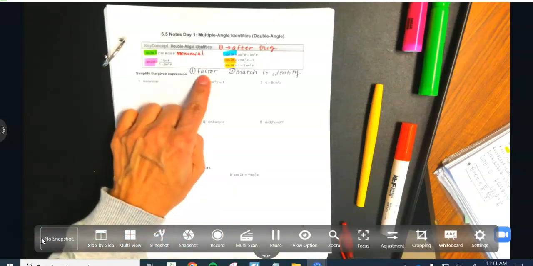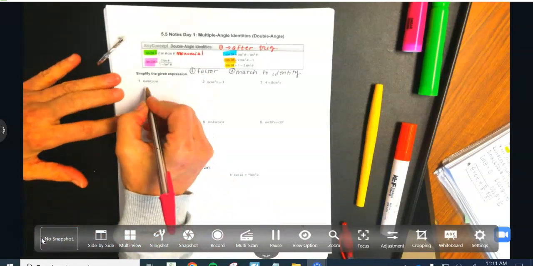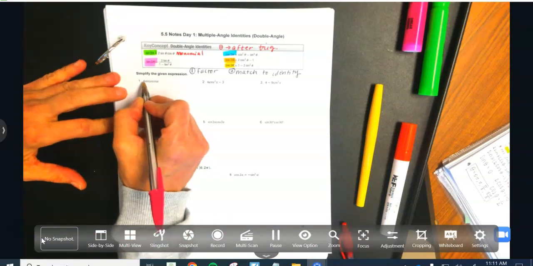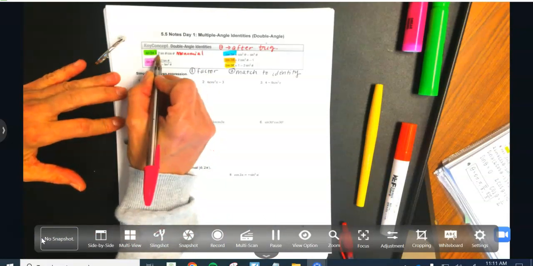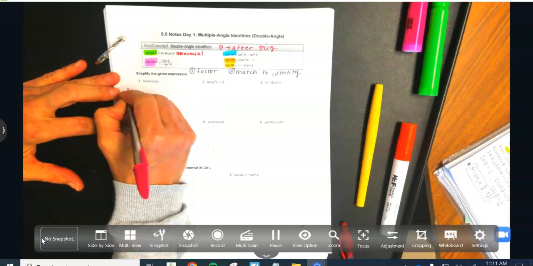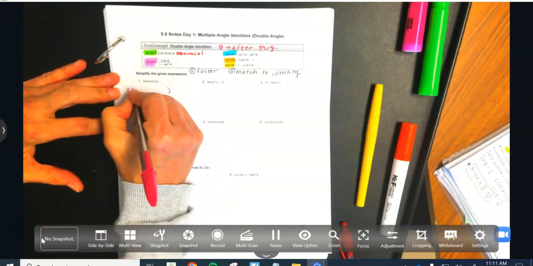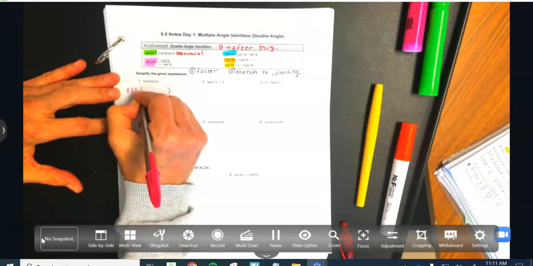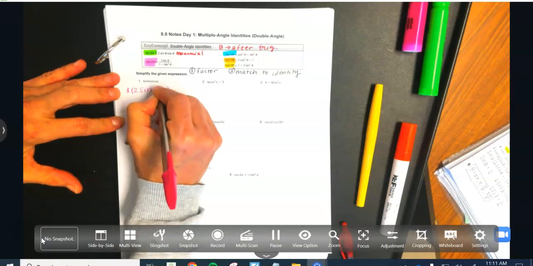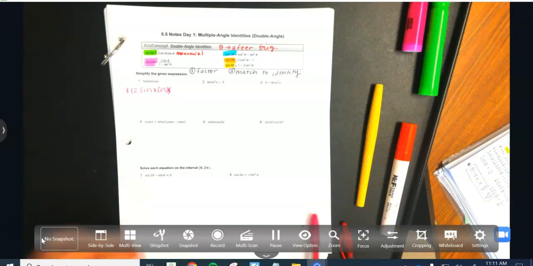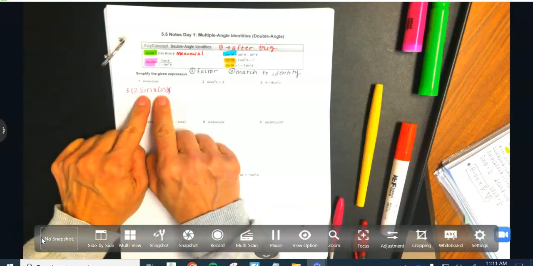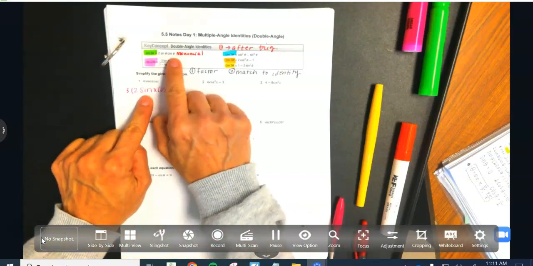We are going to factor. So let's factor out a 3, because 6 divided by 3 is 2. So let's factor out a 3. So 6 divided by 3 is what we want. So that's 3 times 2 sine x cosine x. And now if you notice, what is in parentheses matches this exactly.